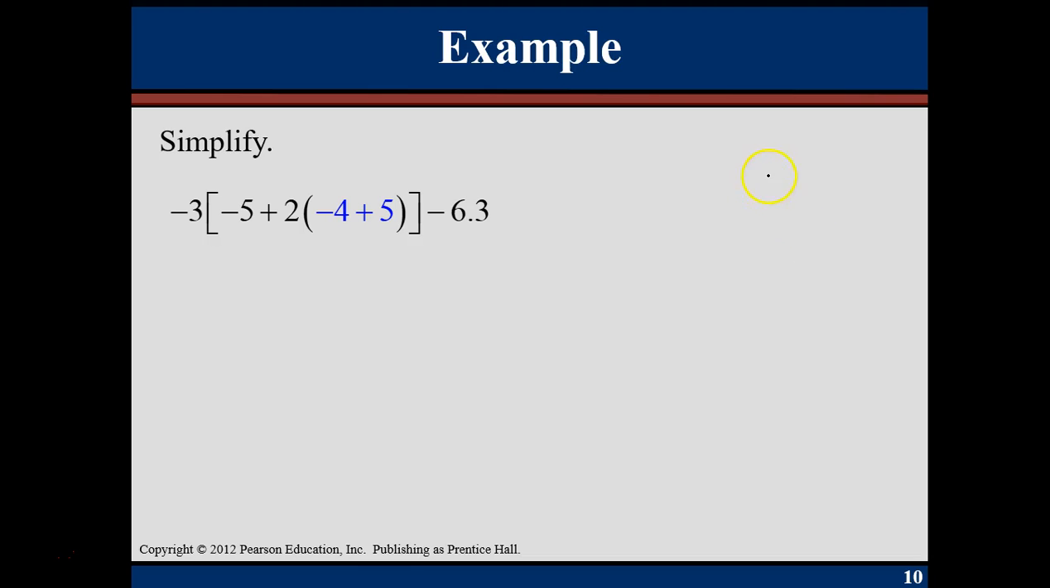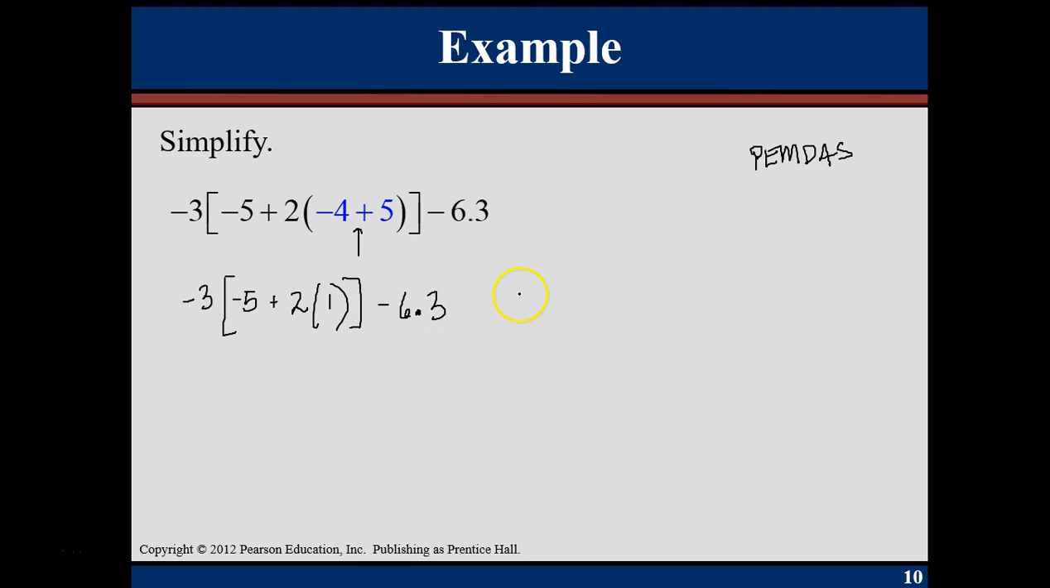Nice long one for our final problem. I have parentheses, and inside the parentheses I have another set of parentheses, right? I've got brackets, and then I have this piece in here. You want to start from the innermost part. Negative 4 plus a 5 is a 1.